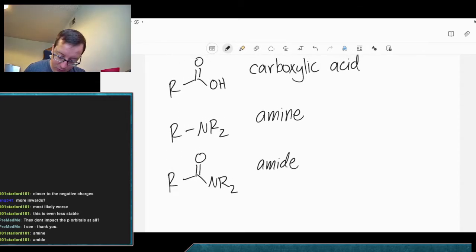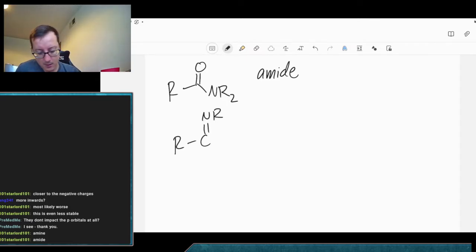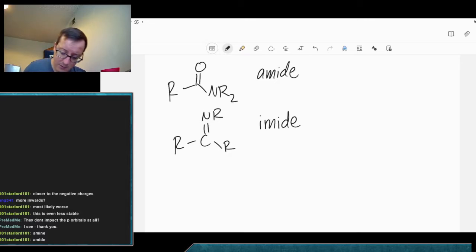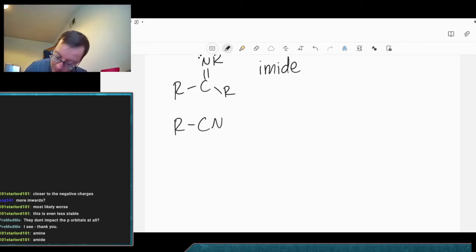Is that it for nitrogen? I mean, did we talk about imides? This is technically called an imide. These are less common. We're not going to see these as often, but they exist. Those are imides. And I think that's it for nitrogen. No, we have nitrile. Sorry. So a C triple bonded to N. That's a nitrile.